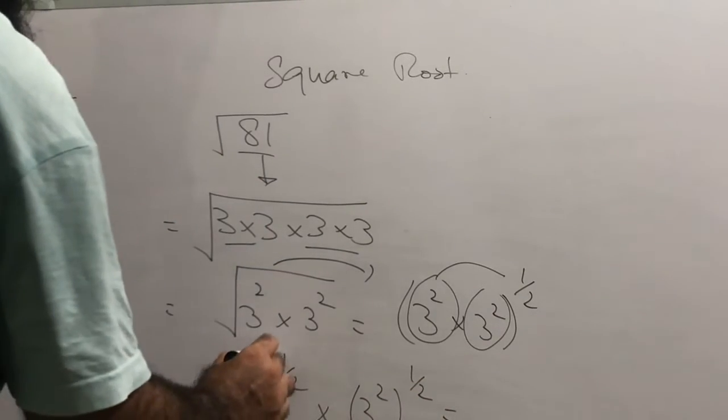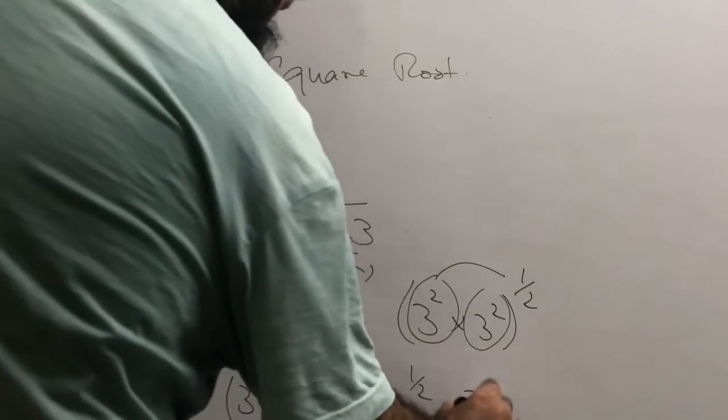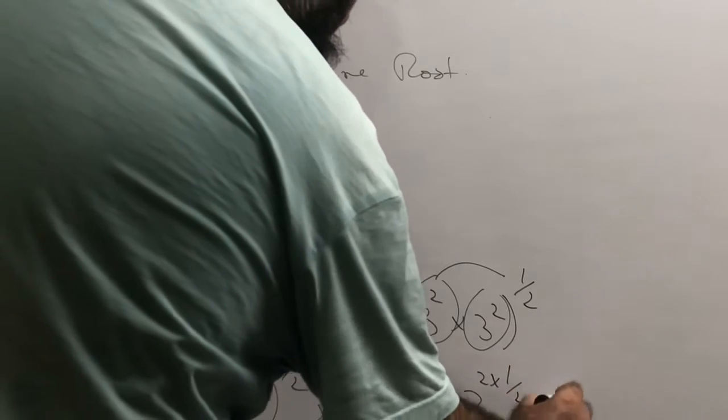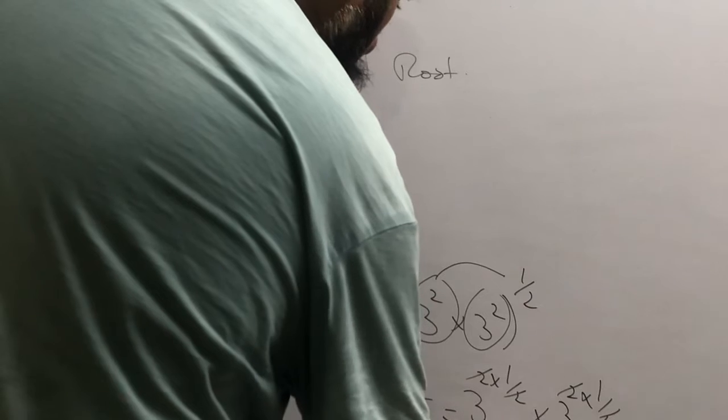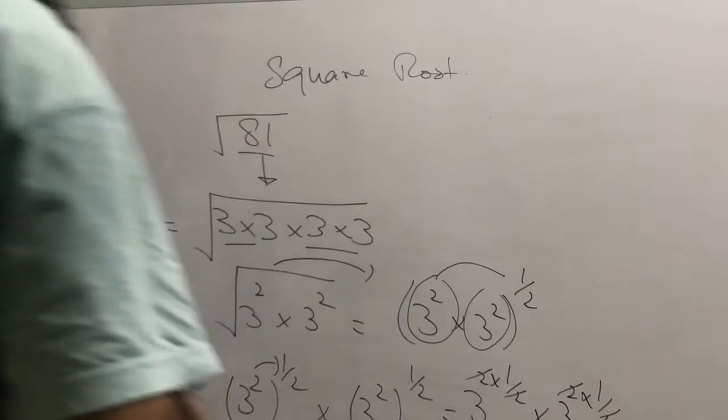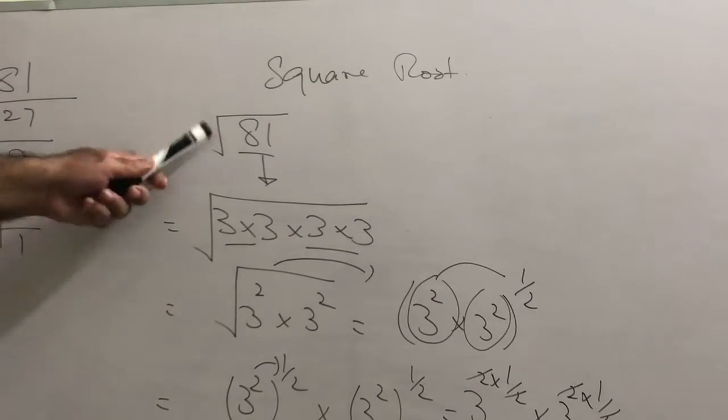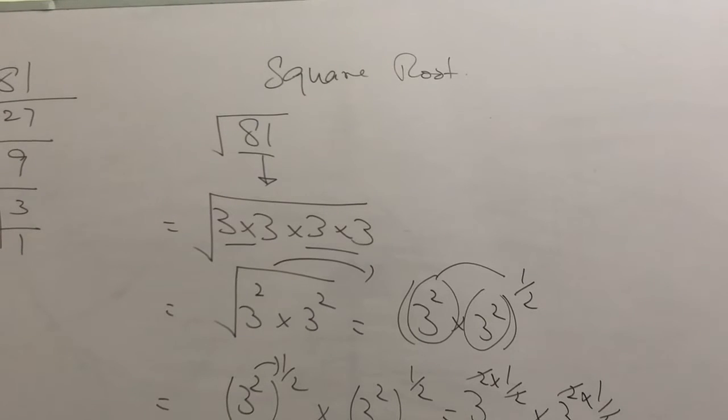When we have power and power, double power, they get multiplied. 3 power 2 into 1 over 2, then 3 power 2 into 1 over 2. We cancel out, we get 3 into 3, it becomes 9. So 9 is the answer for 81. If we calculate the square root of 81 by using the prime factorization method, we will be getting the answer 9.